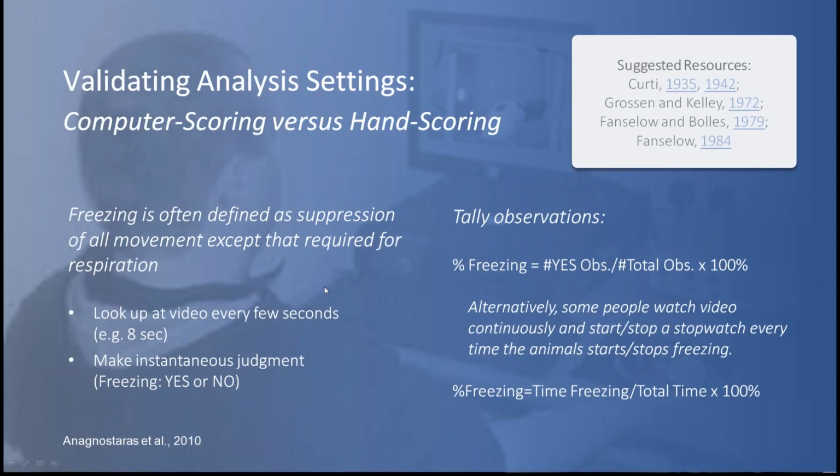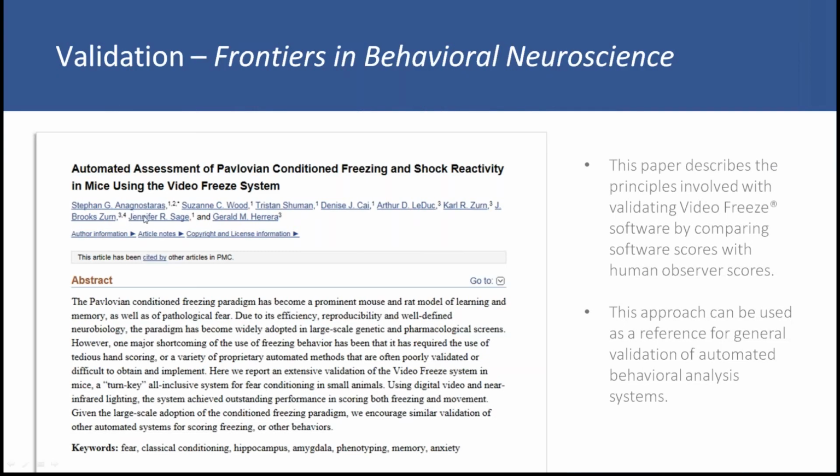So to validate an automated system, what you want to do is take observers trained in either of these methods to score your data set and then compare that to what the computer is giving for scores. And in the Anagnostaras et al. paper in 2010, we provide an outline for how that can be done in a video fear conditioning system. And this approach can be used as a reference for general validation of any automated behavioral analysis system.